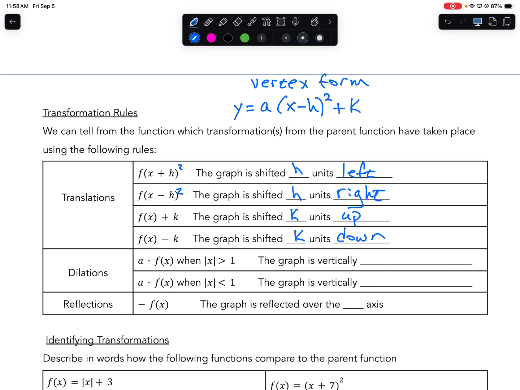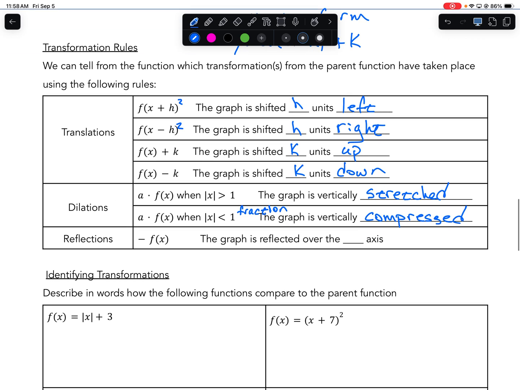So if it's bigger than 1, meaning you're multiplying by 2, 3, 4, whatever, then the graph is vertically stretched. Next one down, if it's less than 1, as in you're multiplying by a fraction, so you could write fraction in there so you remember, then it's vertically compressed. And then if there's a negative in front of the function, it reflects over the x-axis.